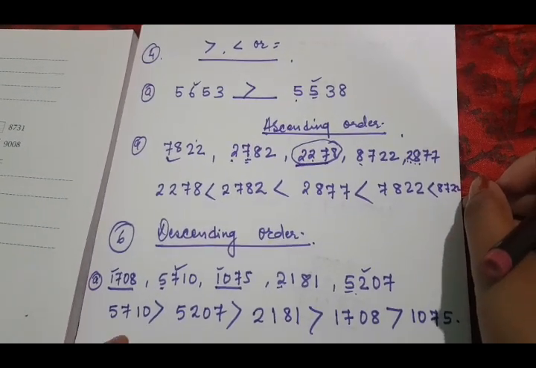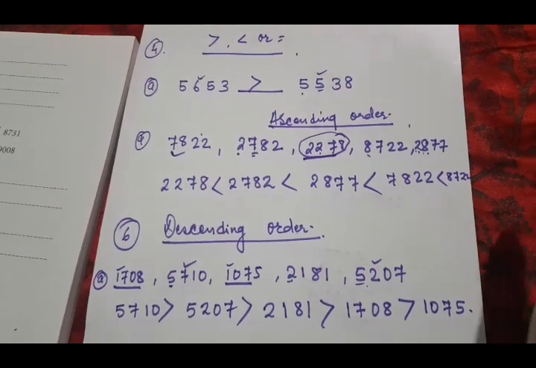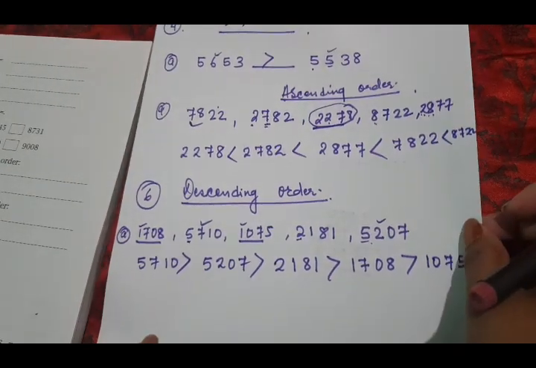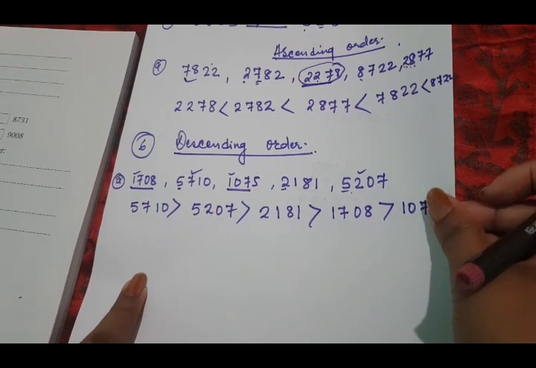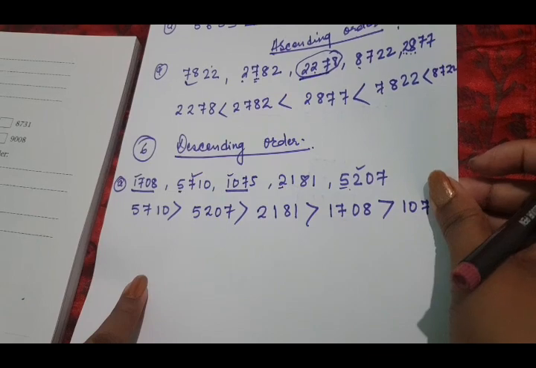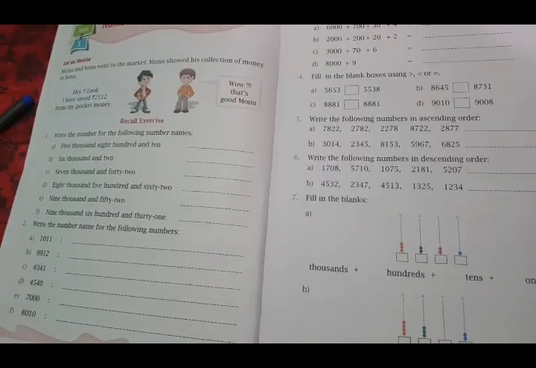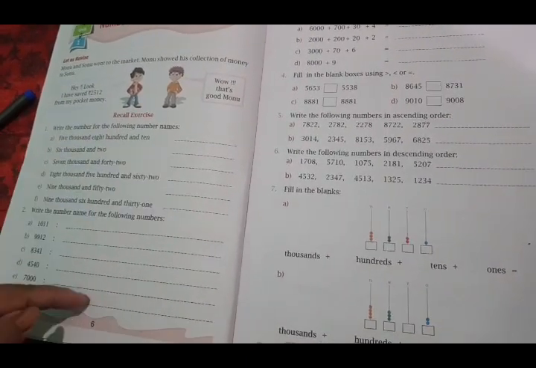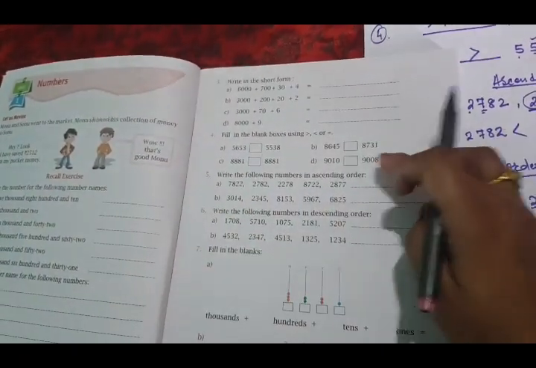Ascending order means to arrange the numbers from smaller to bigger. Done. You just go through it. And descending order also I have done. So whatever questions are remaining, you can practice at home. You can fill up all these spaces given here. You can read the questions carefully and fill up the answers here.